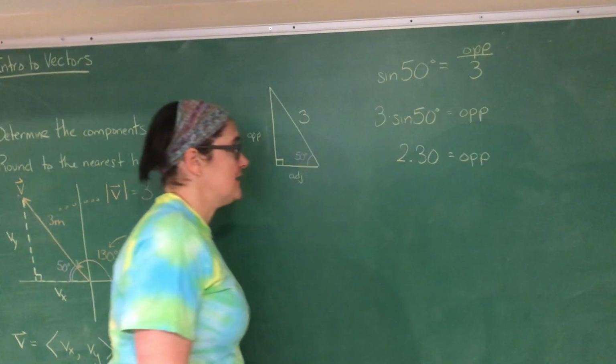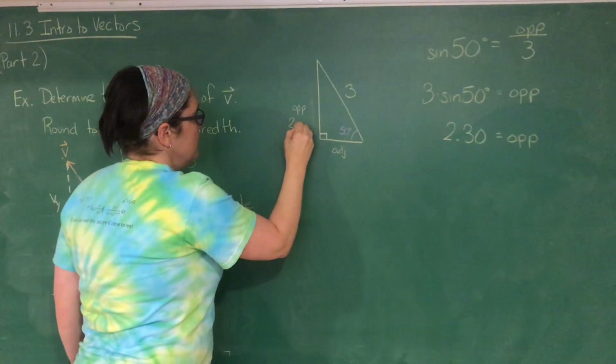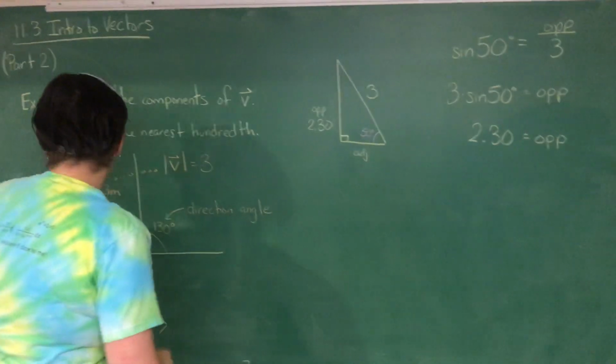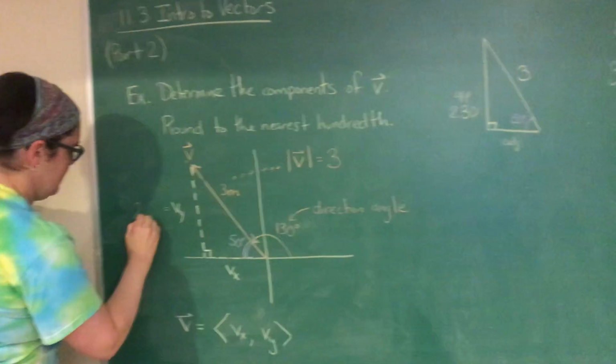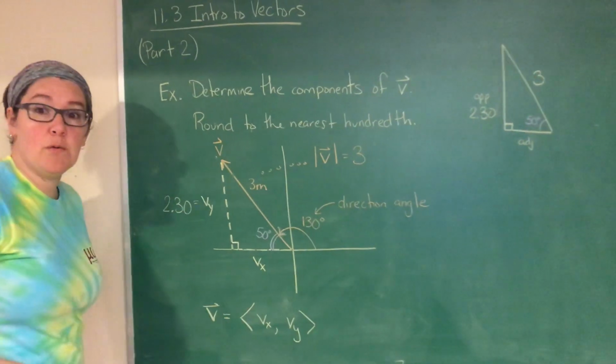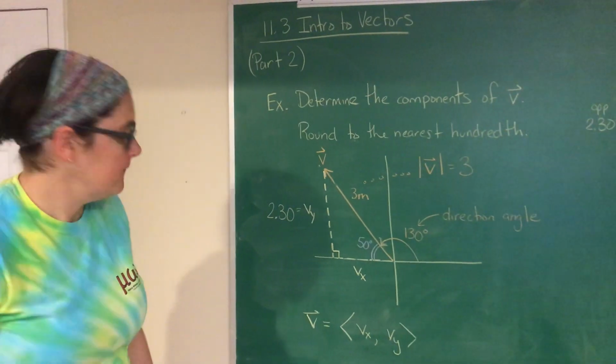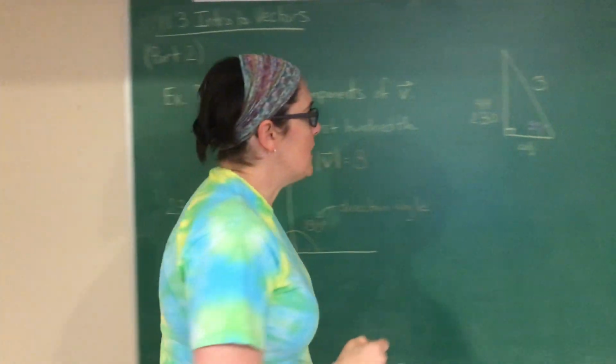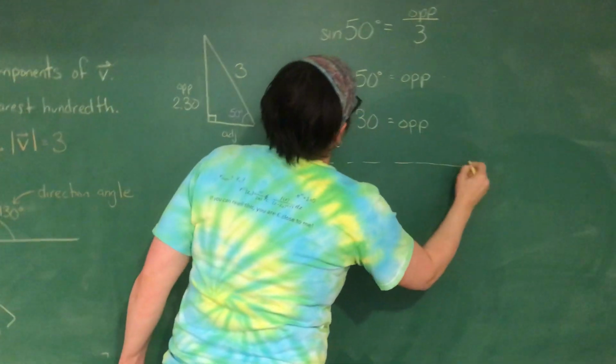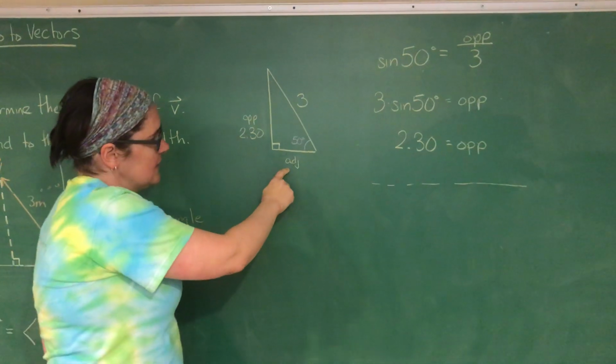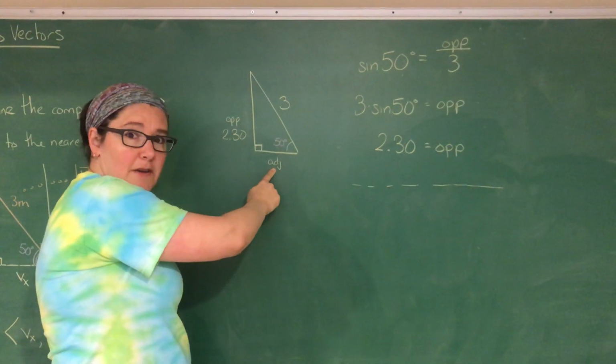So our opposite side is 2.30, and so that's going to be my Vy value, my y component. Okay, let's do our x component now. So to find the adjacent side, I want to find the adjacent side.